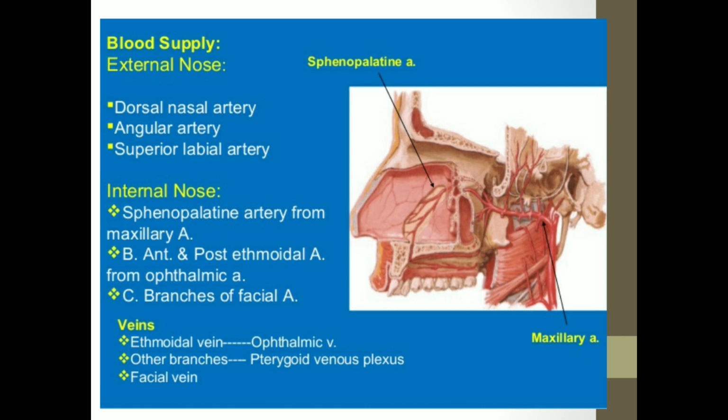Then come the veins. When you see the artery, there is venous drainage also: the ethmoidal vein, other branches from the pterygoid venous plexuses, and the facial vein. This is the main artery supplying it, called the maxillary artery, which is the main artery supplying this region.